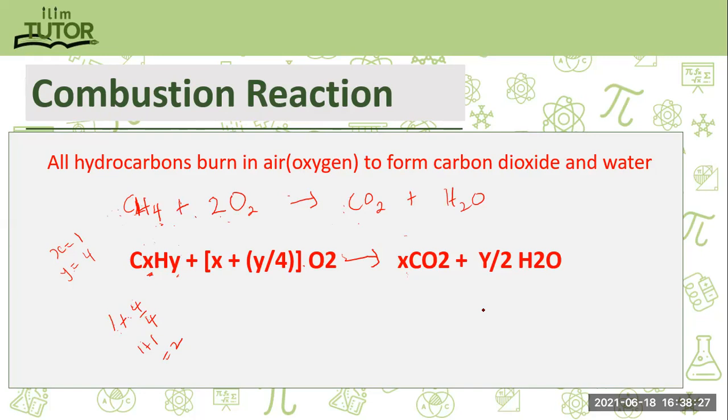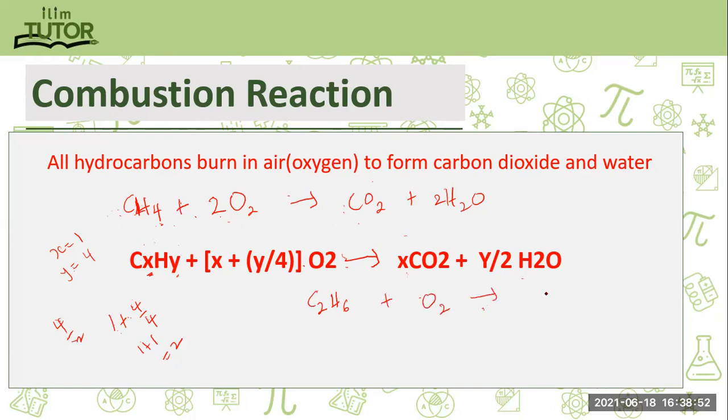For H, what do I do? Y over 2. So let's do Y over 2. Y is 4, so 4 over 2. So here I will just put 2. Now I already have a balanced equation. That is balanced. If I have a situation where I have something like C2 and H6, what do I do? I say plus O2.